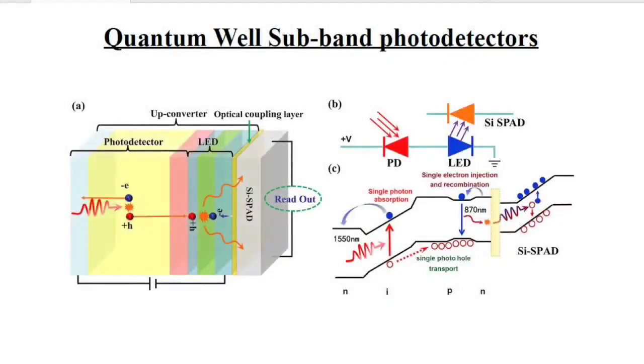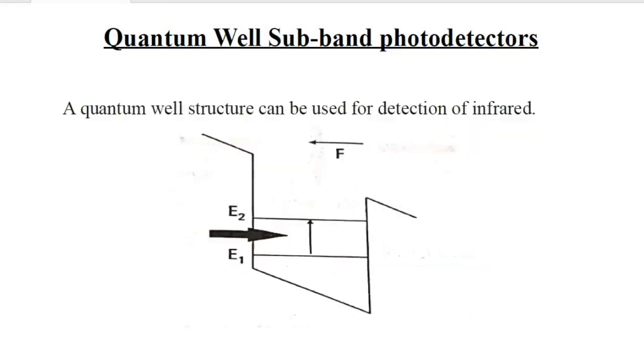Hello everyone. Today I will explain the basic working principle of quantum well subband photodetectors and quantum well modulators. So we know that in a quantum well the energy levels are discrete. A quantum well structure can be used for detection of infrared, that is IR. A quantum well can absorb these infrared photons and excite in different ways. If the electron is excited from say E1 to E2 in a subband, then it is called inter-subband transition.